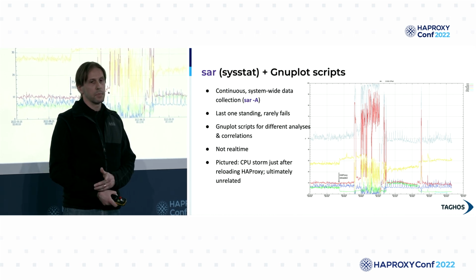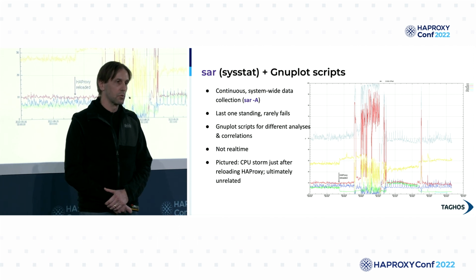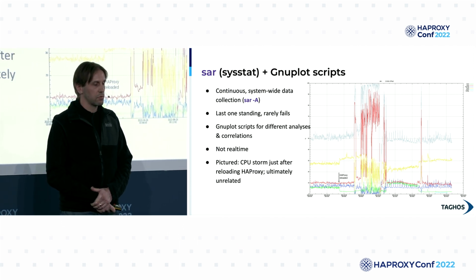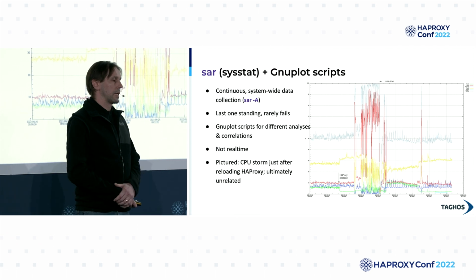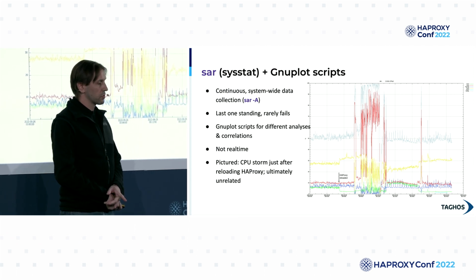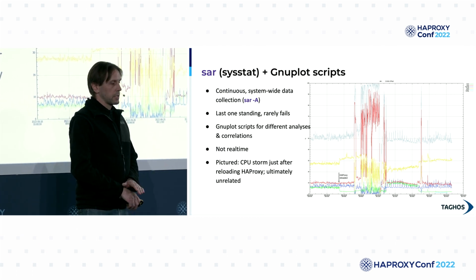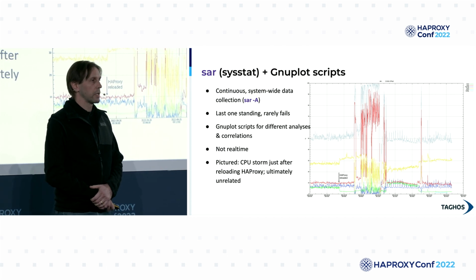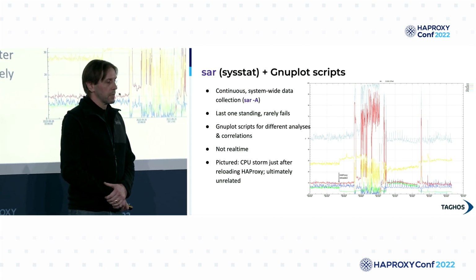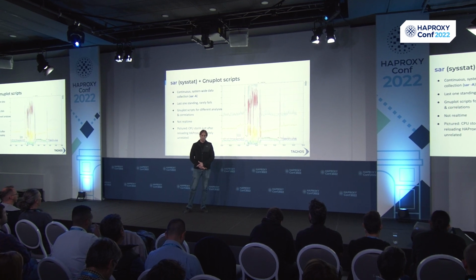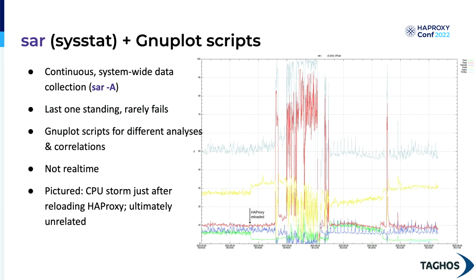So in order to analyze the data, we use a set of gnuplot scripts that we have implemented over the years, where we perform different analyses and correlations. This is not supposed to be real time, so we only generate these charts when we feel the need to do that. And in this picture, we have a CPU storm happening just a few moments after we reloaded HAProxy. But from other data, we were able to clear HAProxy, so it was not to blame here.